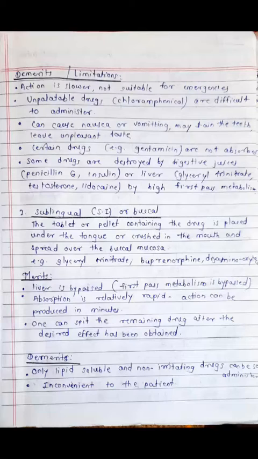Merit is what? The liver is bypassed. In the oral route, the liver is not bypassed. Absorption is relatively rapid. In the oral route, absorption is slower. One can spit out the remaining drug after the desired effect has been obtained. Now demerits: only lipid soluble and non-irritating drugs can be administered. It is inconvenient to the patient. The oral route was convenient to the patient.